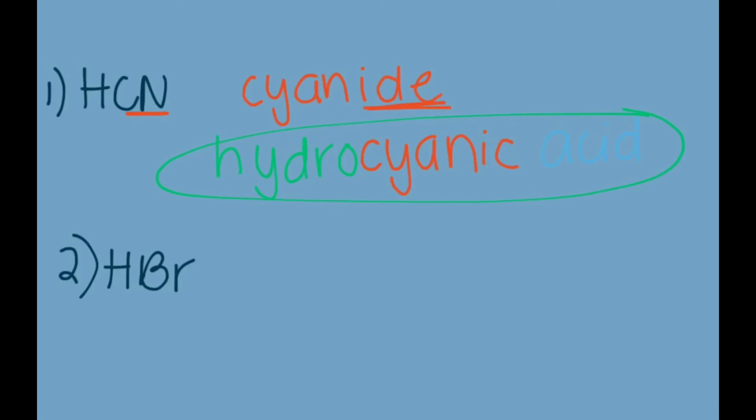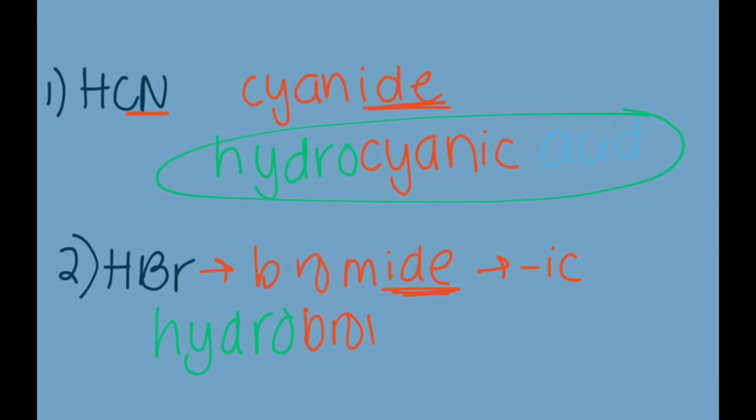For our second example, we actually have bromide, in which we know we will change the ending of ide to the ending of ic. So we will have hydro as its prefix, bromic following that, and adding the word acid at the end, making hydrobromic acid its full name.